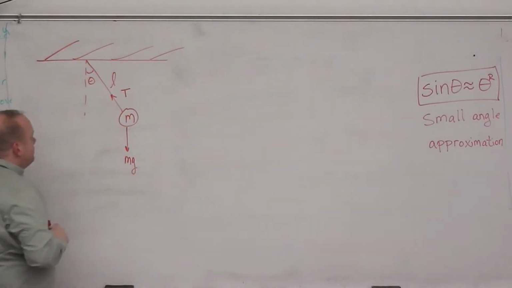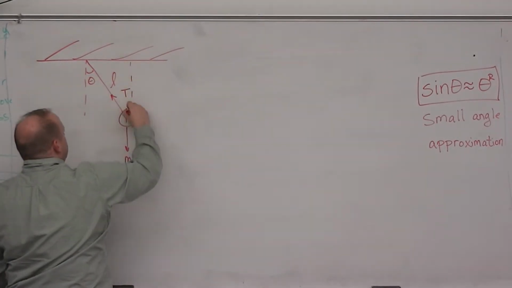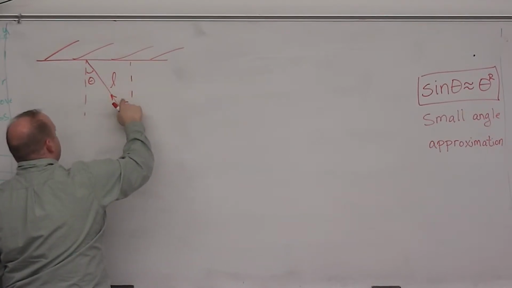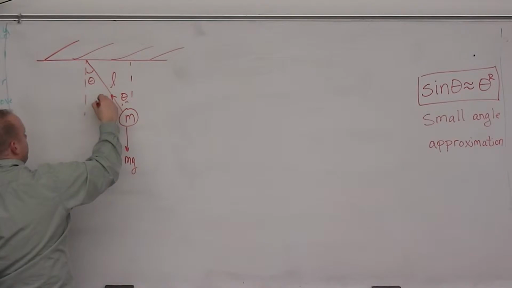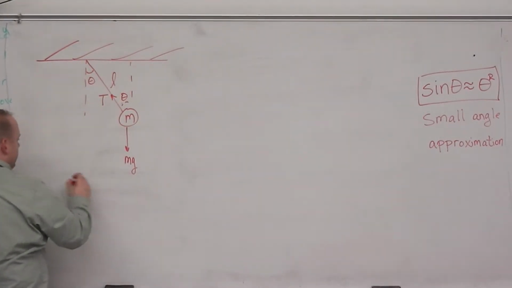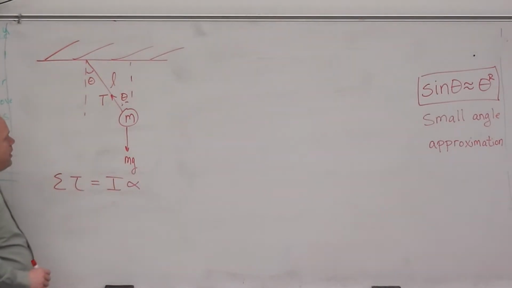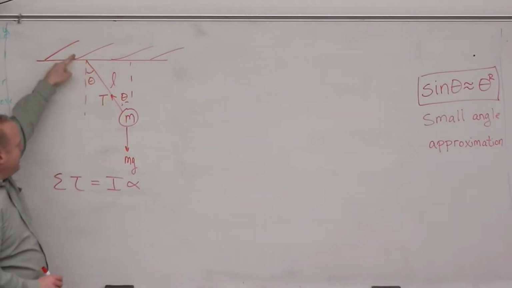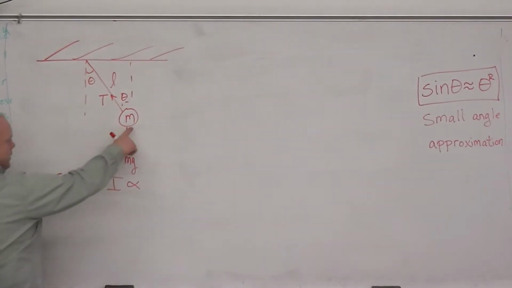Okay. Now, here's the thing. This angle would also be theta. Put T over here. Okay, so this would also be theta. So that when I calculate the torque, I have it there. So now if I do the torque, sum of all torques equals I times alpha. Well, this tension goes right through our rotation axis. So the tension here doesn't provide any torque. The only thing providing torque to this is gravity, mg.